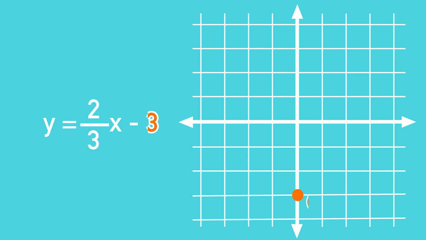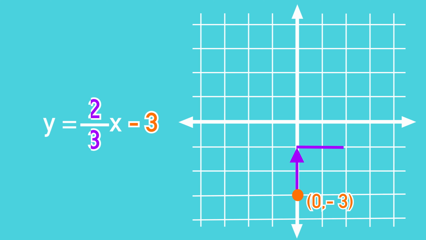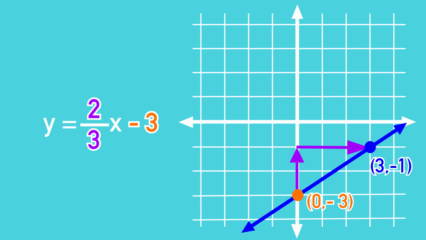Now we graph starting at the point 0, -3, then we move up 2 and right 3 to the point 3, -1. Now all we need to do is draw our line passing through both points.